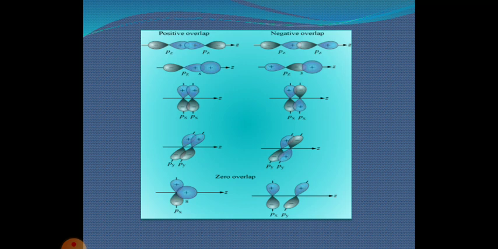And the same thing also happens in the case of py and py negative overlap. Here the zero overlap takes place when the s orbital combines with the px orbital laterally. Such a case is also shown here for positive overlap and for negative overlap.